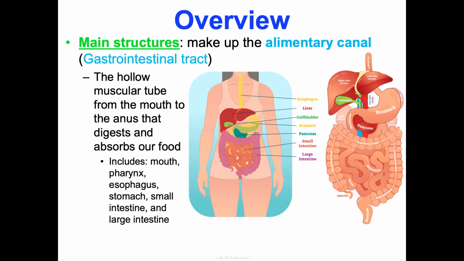So when we're referring to the alimentary canal or the GI tract, we're talking about your mouth, your pharynx, your esophagus, stomach, small intestine, and large intestine.